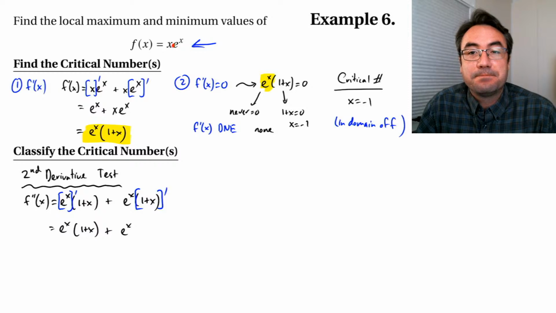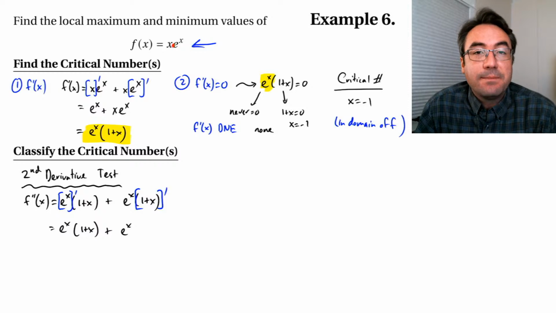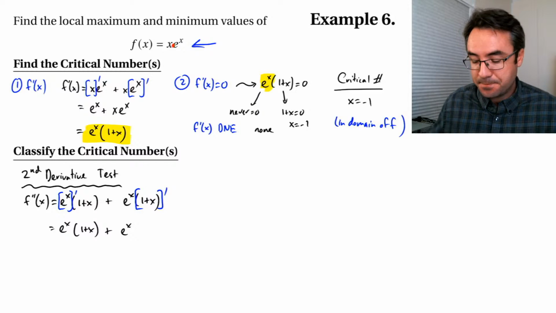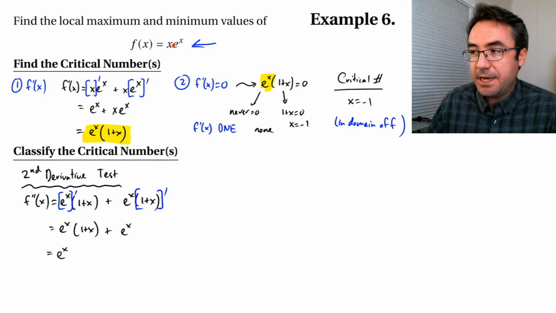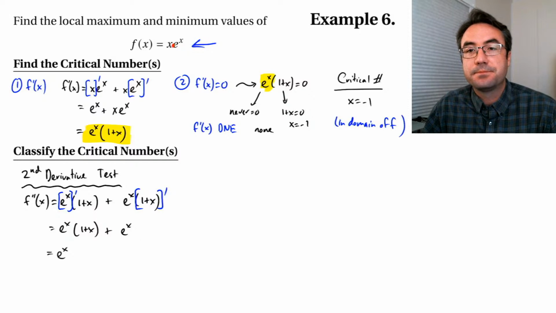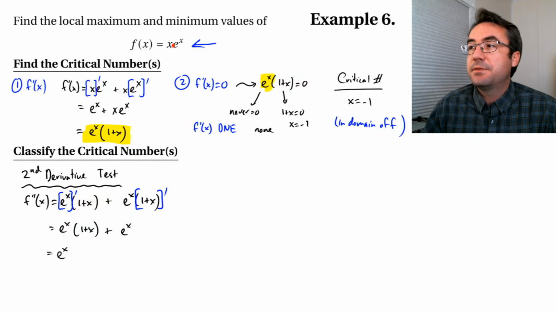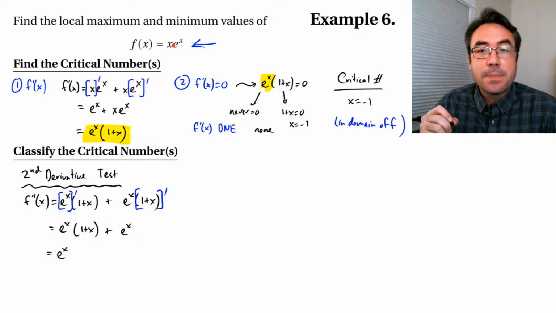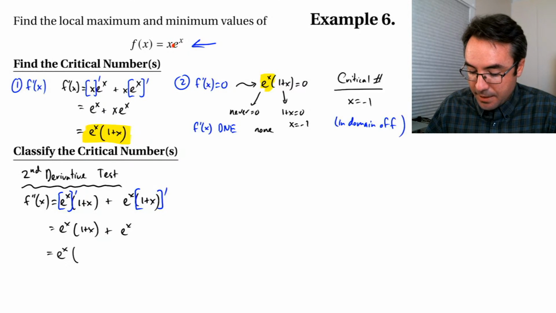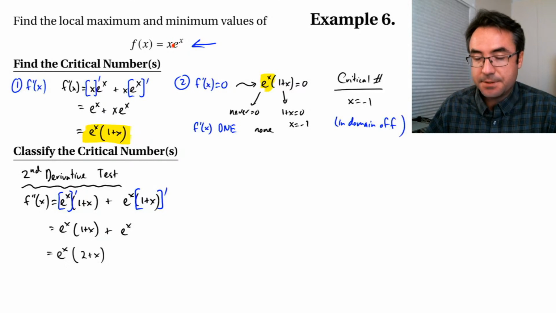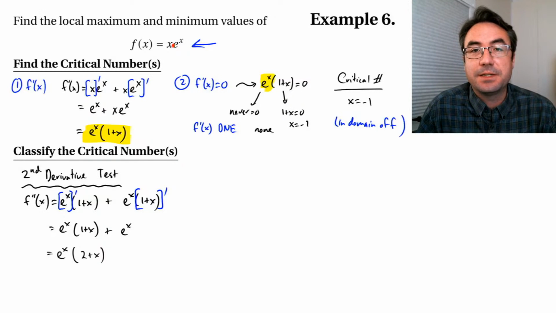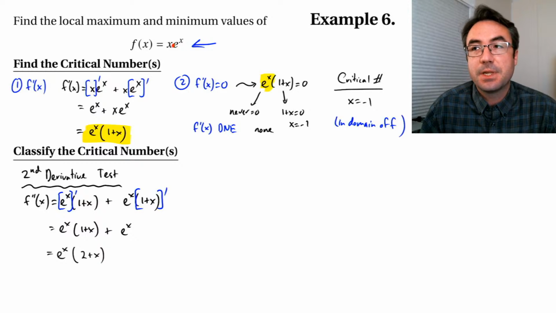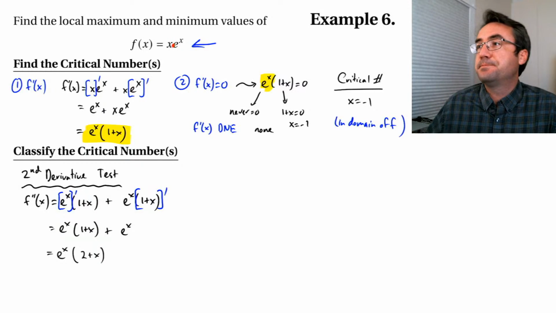And it might be helpful to try to simplify this. And we can do kind of the similar thing. We can factor an e to the x out. So if we factor out this e to the x, we're left with a 2 plus x. So 1 plus x plus 1 simplifies to 2 plus x. So that's our second derivative.